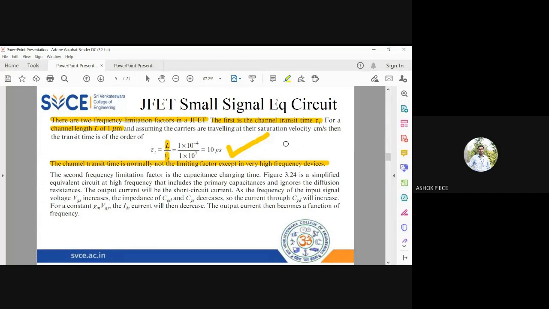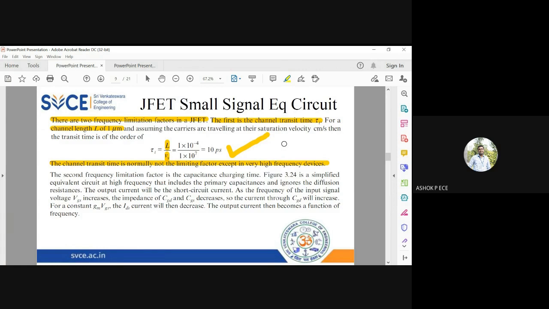Pico is 10^-12, correct? So when you take the inverse of 10 picoseconds, you will get the answer to be 1 × 10^11. So the device can operate up to 100 gigahertz. So for such a high frequency, the device can operate.